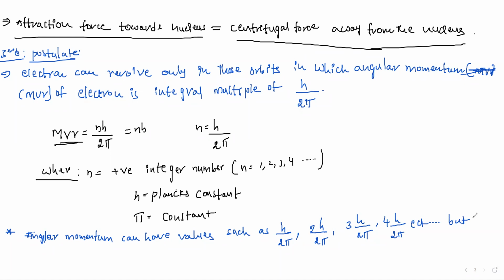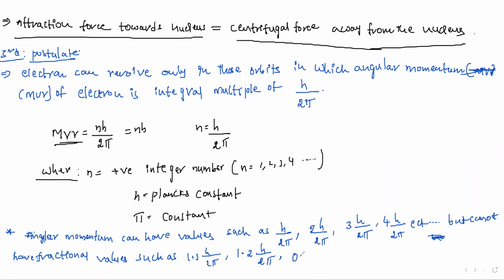But it cannot have fractional values, such as 1.5 h by 2 pi, or 1.2 h by 2 pi, or 0.5 h by 2 pi. That means the angular momentum values are positive integers, but not fractional values. Okay.